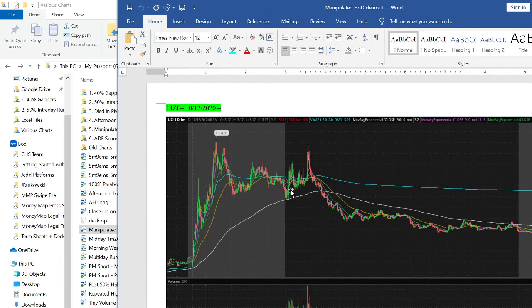So this is, if I shorted this, which a lot of times it could be a good short because a lot of times this just fades, you take a small loss. You take a very small loss. And then the manipulation is on.